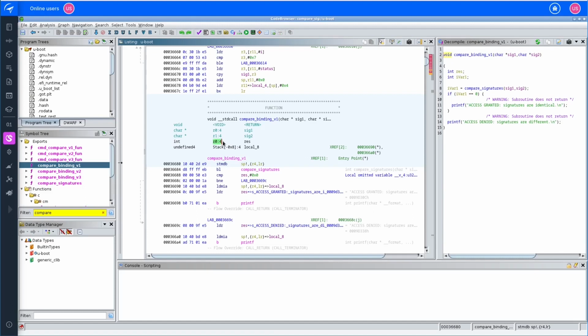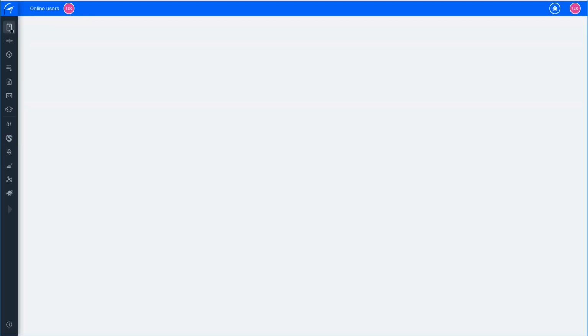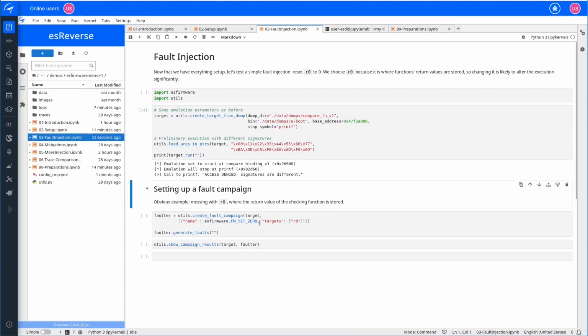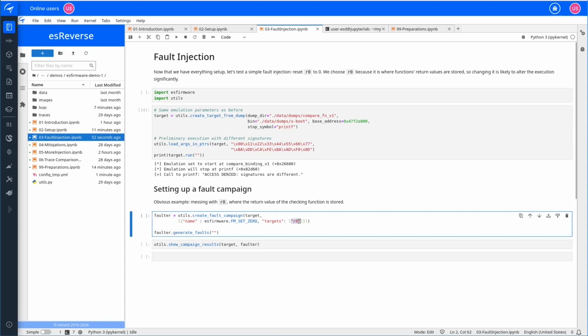So obviously, even if compare signatures returns, hey, these two signatures are different, if we change that, twist that, and force it to return, yes, the signatures are identical, then we are going to take the path of access granted. Okay, so that's why R0 is such an obvious first target for any fault injection campaign. So that's what we're going to do here. We're going to target R0 there and generate faults there on that run here.